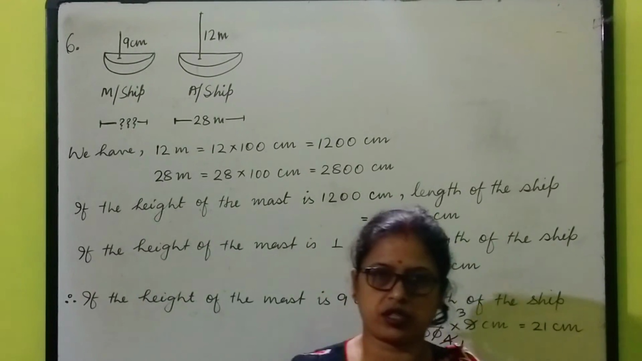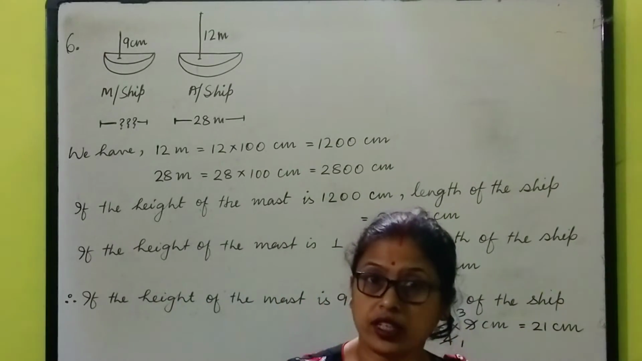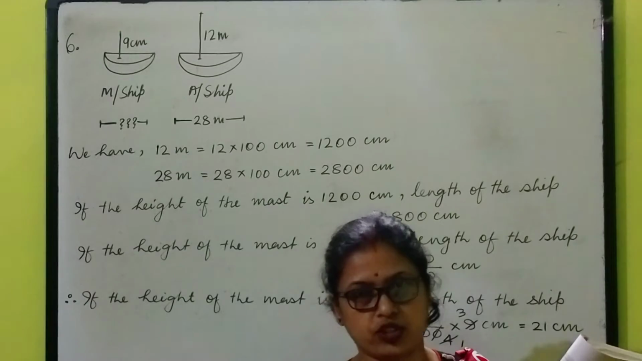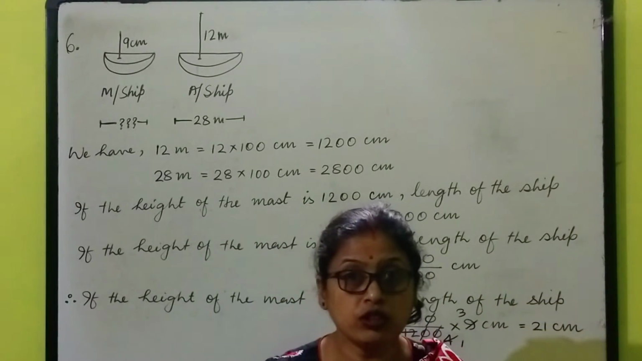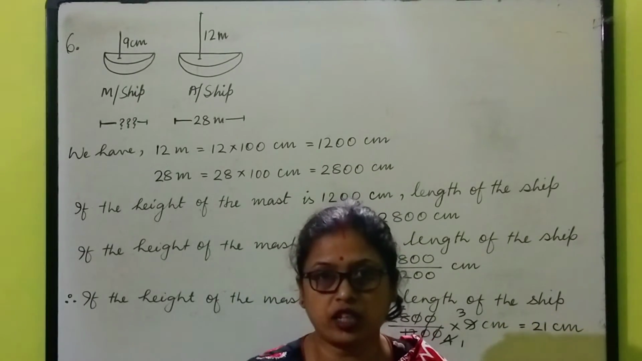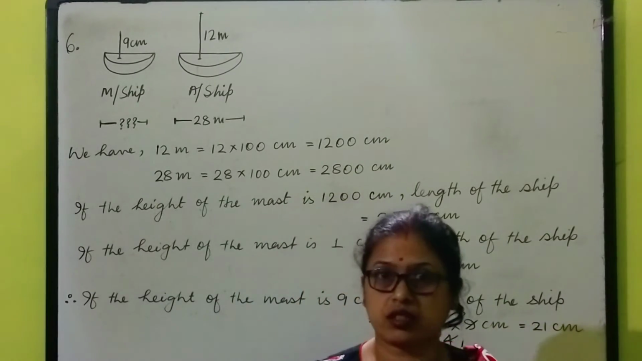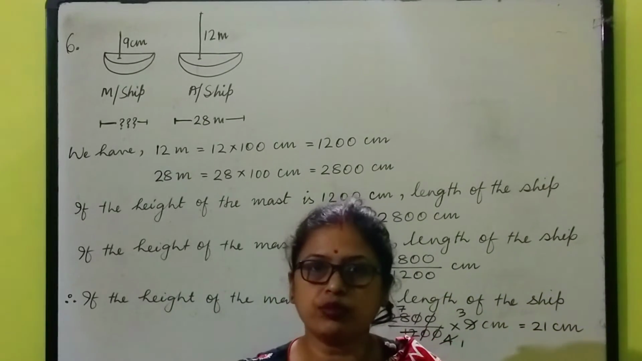So there are two ships. One is a model ship, another is an actual ship. So model ship is the model of the actual ship. Okay, now see. In a model ship, the mast is a flag which is there in the ships or the boats, large boats. That is known as the mast. Okay, and the height of the mast and the length of the boat are proportional.